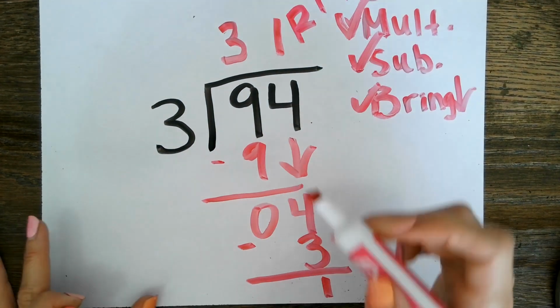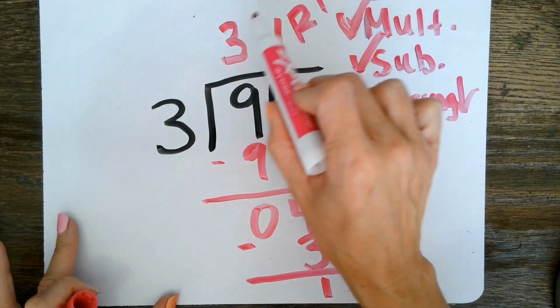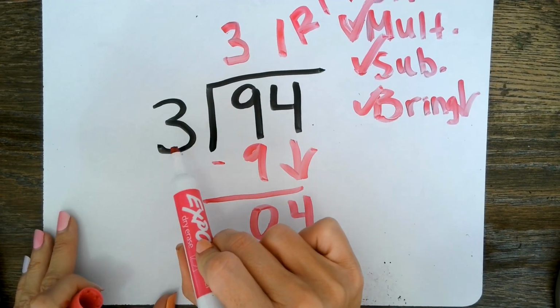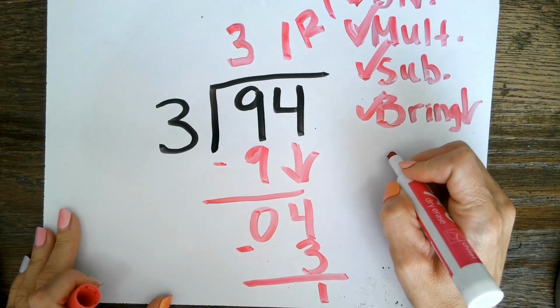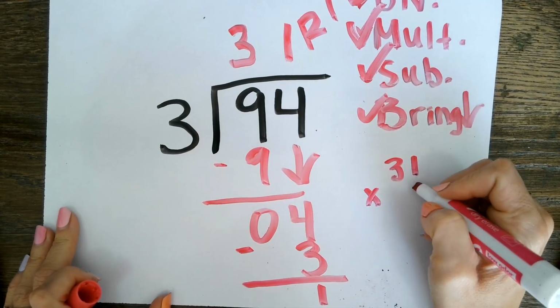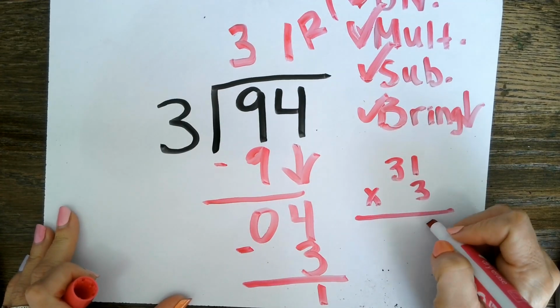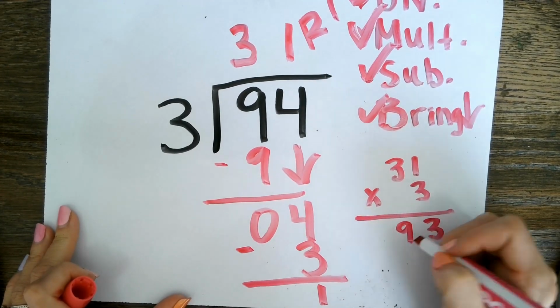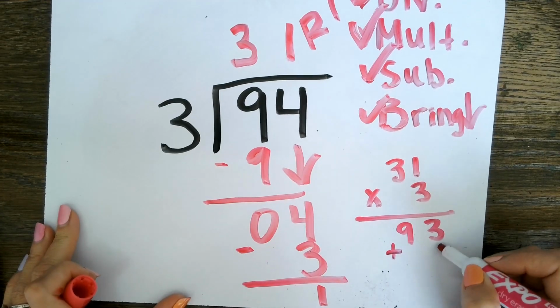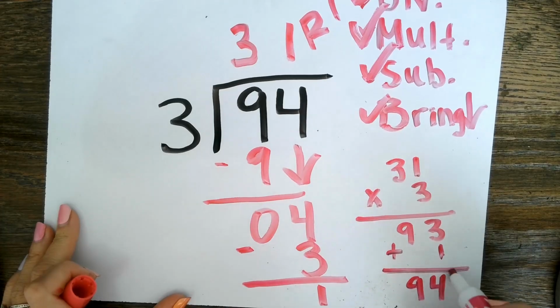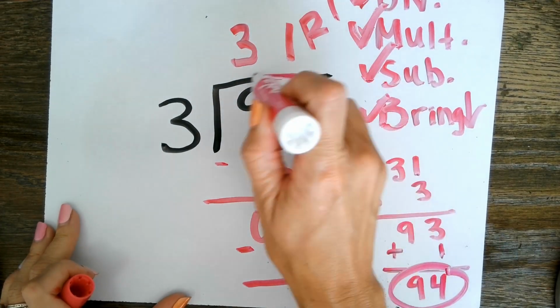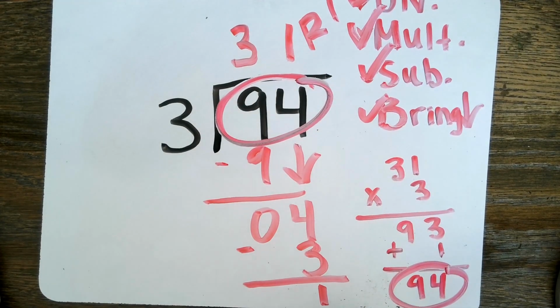How we check it is we take our quotient or our answer and multiply by the divisor, and then we'll add our remainder. So 31 times 3. 3 times 1 is 3. 3 times 3 is 9. And then we add the remainder. It's 94. And as long as that is equal to your dividend, you know that you're right.